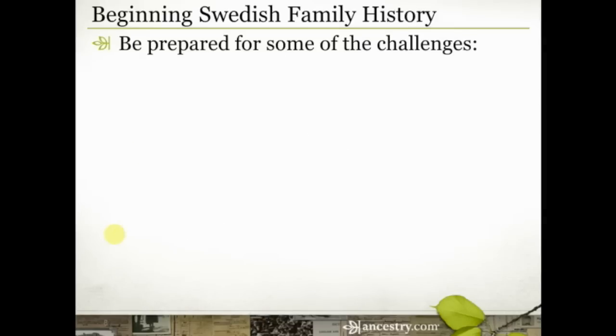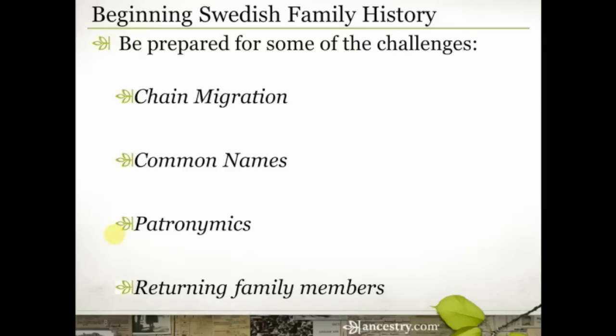Okay, now let's just review some of the challenges of Swedish research. We talked about chain migration. It's not really a challenge, it's just something I want you to be aware of, that you may have single males and single females immigrating on passenger lists alone, and so you need to be really careful that you've got the right person. When it's multiple people in a family traveling together, it increases the likelihood that you've got the right people. But when it's one at a time, that chain migration pattern, you need to make sure you're looking at the right people and collecting the right information.